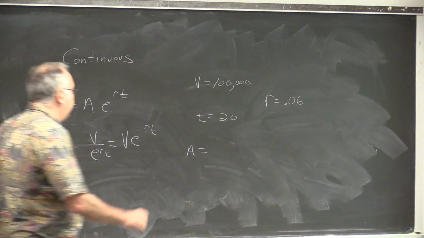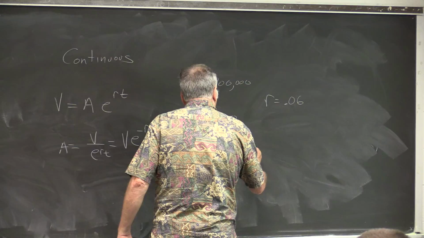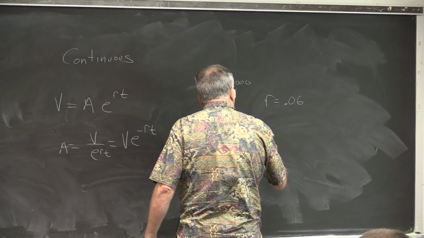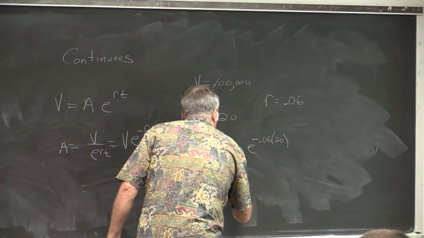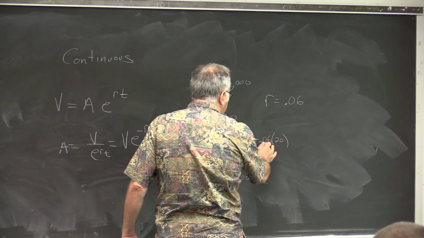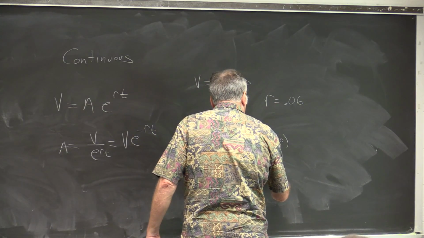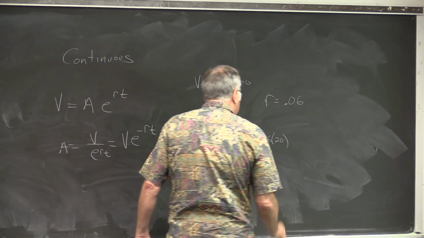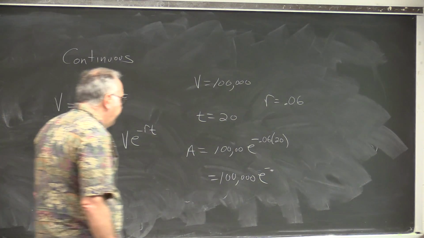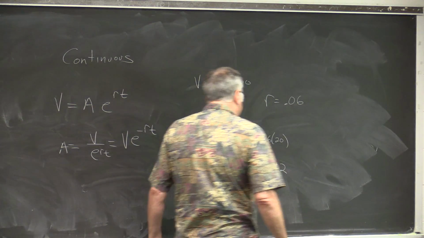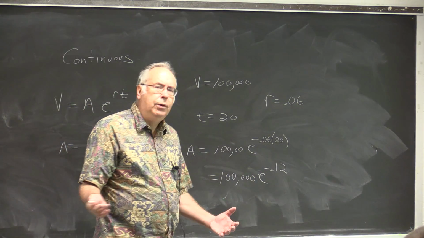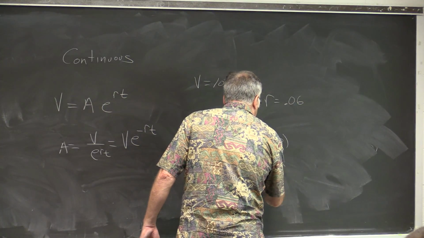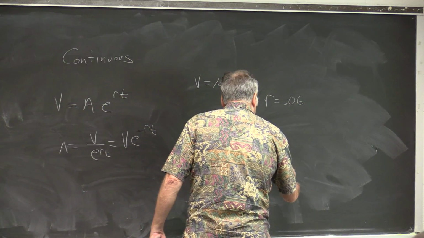Well, just plugging into this formula, it'd be 100,000. That's the future value. Times E to the minus 0.06 times 20. So this would be 100,000 times E raised to the what, 0.12? Is that right? 1.2. Yeah, that would be 1.2, yes, because 5% would be 1. So it should be 1.2. Oh, thank you very much. E to the minus 1.2, that makes sense.